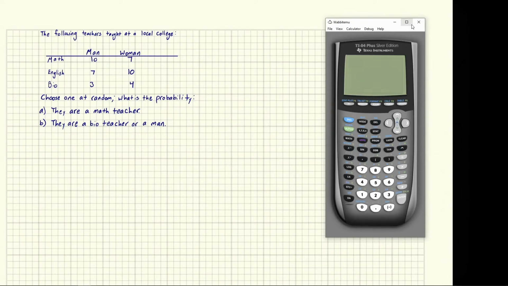So the following teachers teach at a local college, and these are the teachers. We have math, English, and biology teachers, and some of the teachers are men, and some of the teachers are women. It says to choose one at random. What is the probability, A, that they are a math teacher, and B, that they are a biology teacher or a man? So, all right, let's go ahead, let's tackle A.